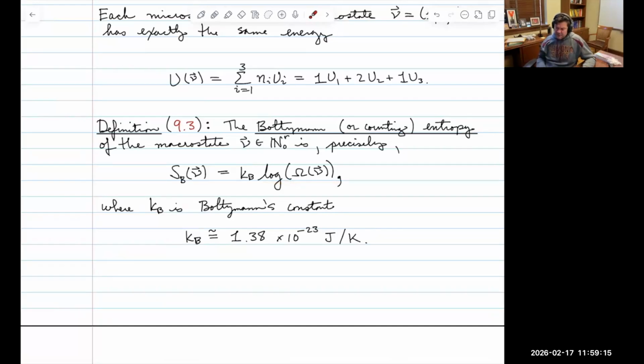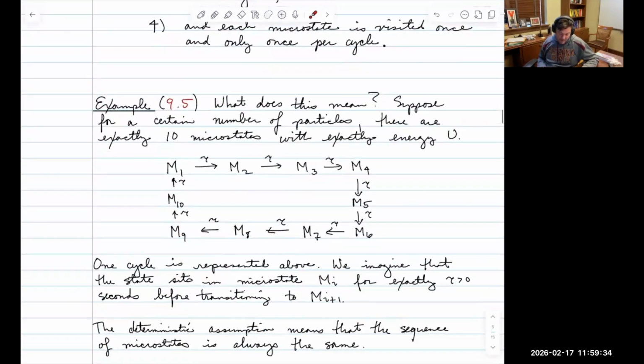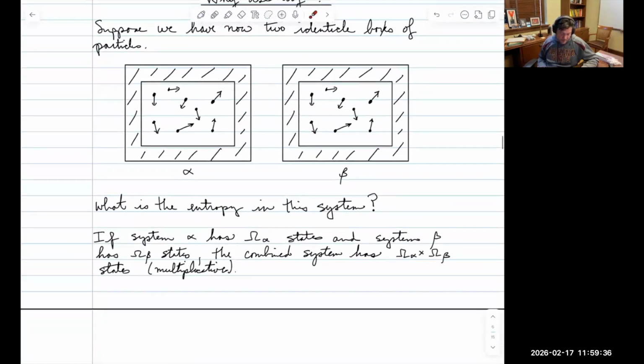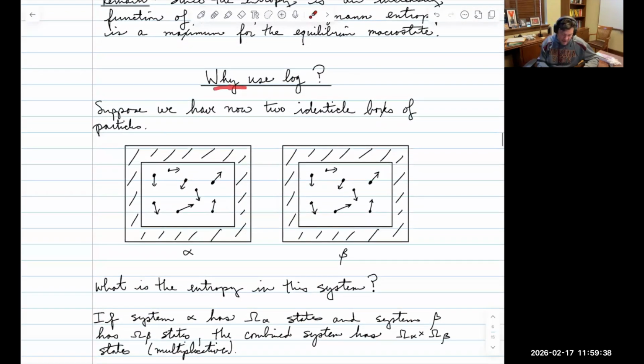Well, I could use any other increasing function and maximize that. Why not use the square root function, for example? Why not simply take the square root of that? That's also an increasing function. Well, the log is special because there's one other thing we want about the entropy that we want to maintain. So why do I use the log?